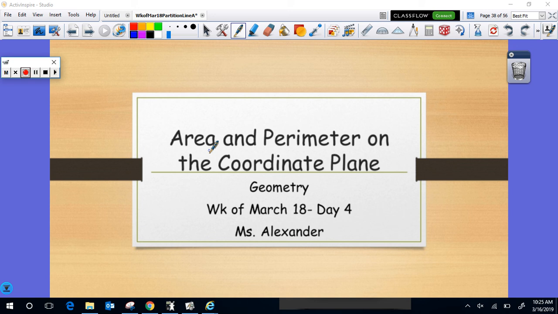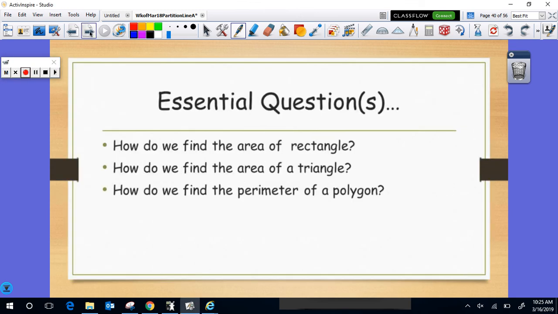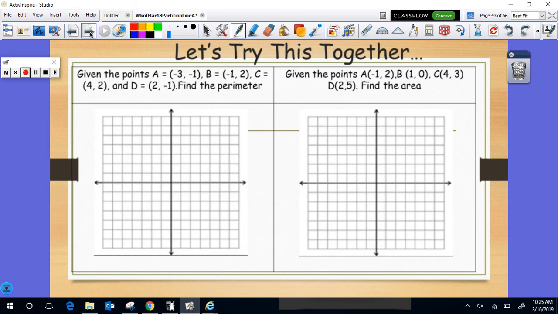Okay guys, so we're going to go at it again. We're going to practice finding area and perimeter of figures in the coordinate plane. Let's go ahead and try this one together.